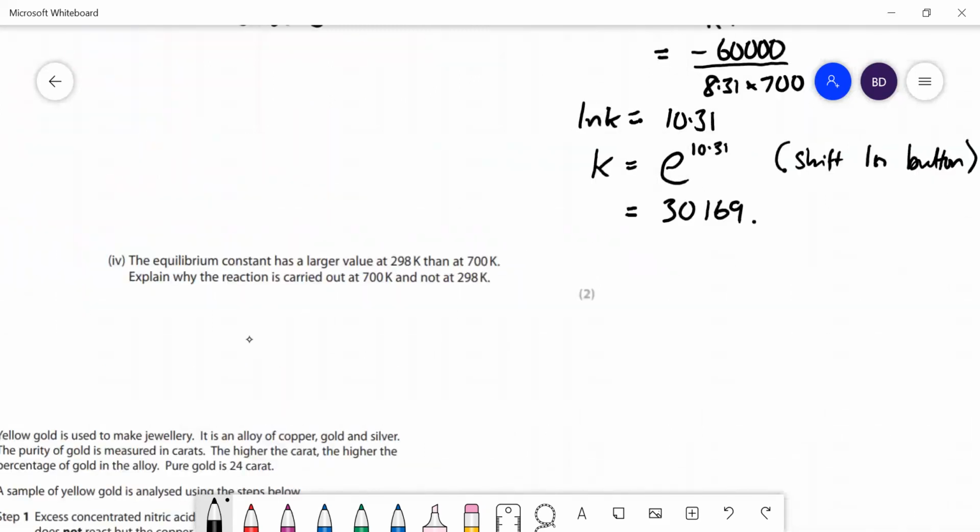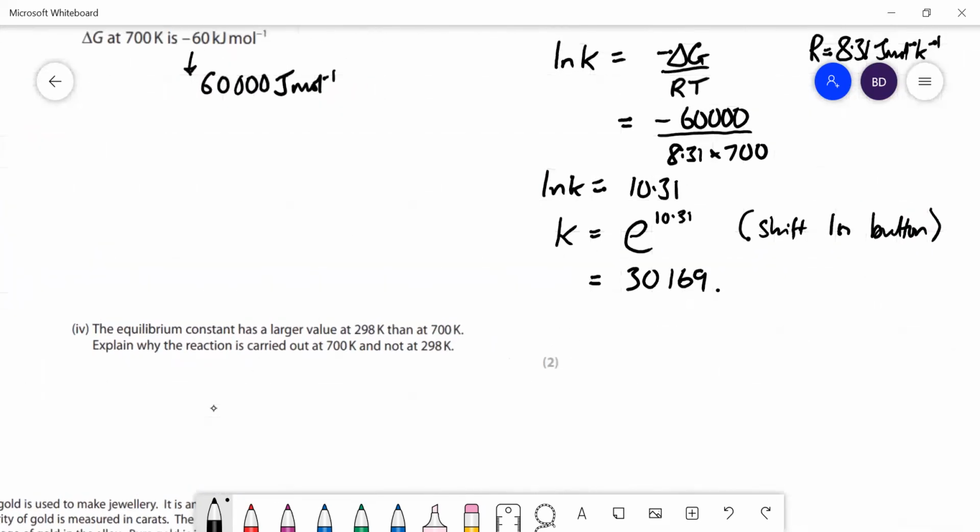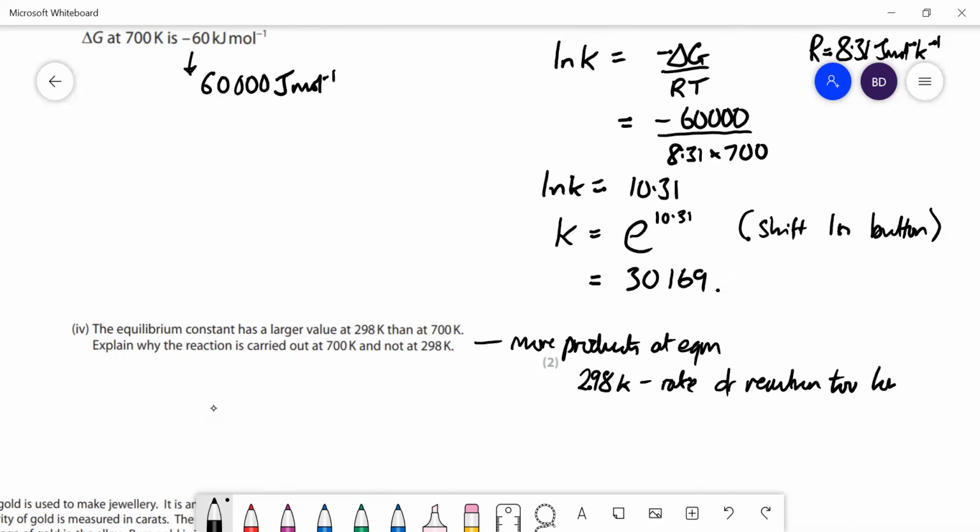Right, the equilibrium constant has a larger value at 298 than at 700. Explain. So a bigger equilibrium constant means you're going to get more products at equilibrium, which you want. So why don't you do it at the lower temperature of 298? Well, this is a fairly standard question, isn't it? It's because the rate of reaction would be too low. So you would get a good yield at equilibrium, but you'd have to wait a long time for it to reach equilibrium because the rate would be too slow.